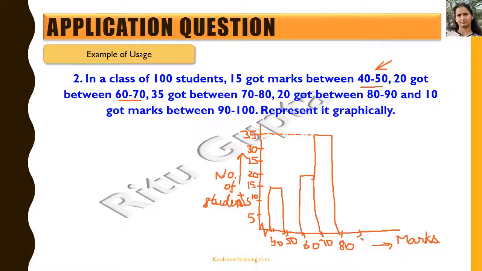And then we have the 80 to 90 bracket, where we have again 20 students. And then we have the 90 to 100 bracket, where 10 students got in this bracket. So this is how we draw this histogram to represent this data. Looking at it graphically, if we represent the data, it is very easy to indicate and compare.